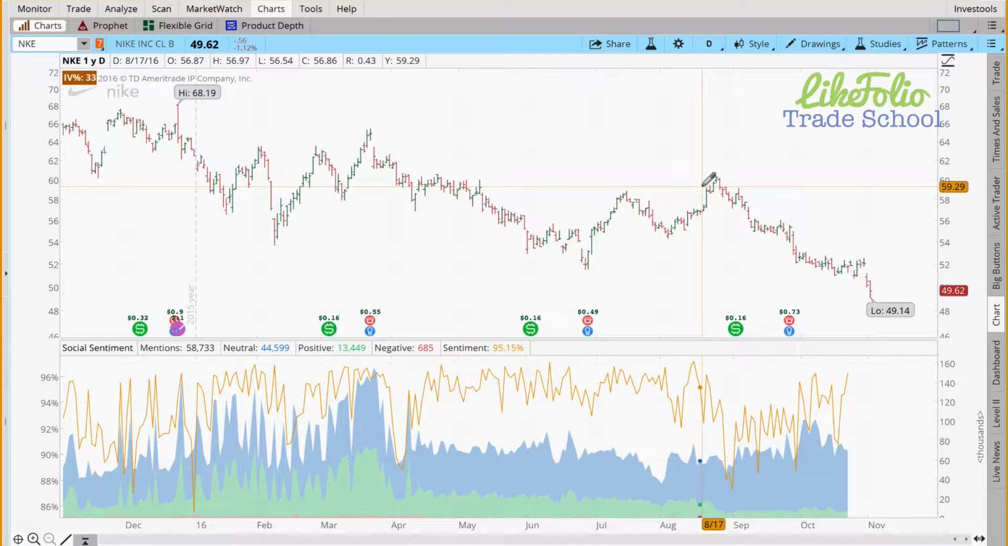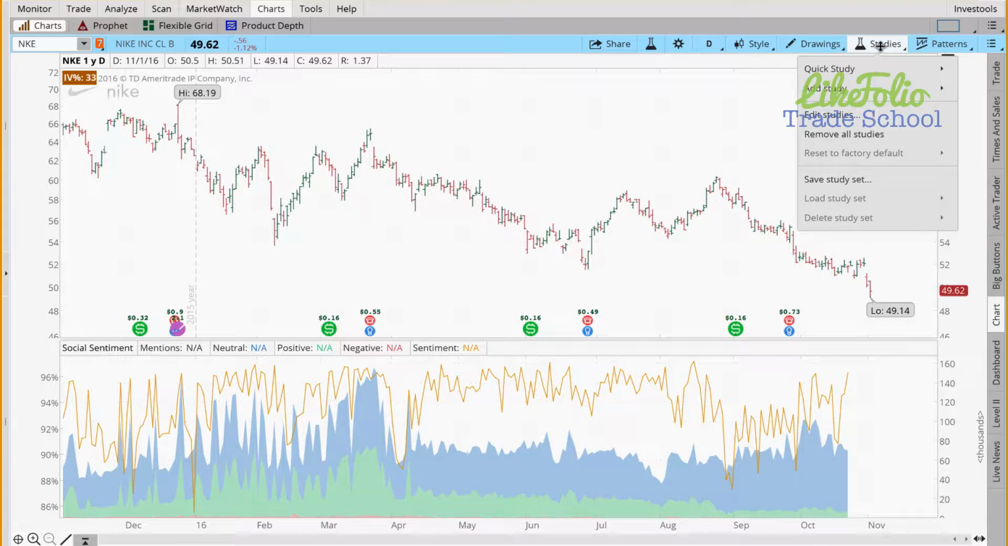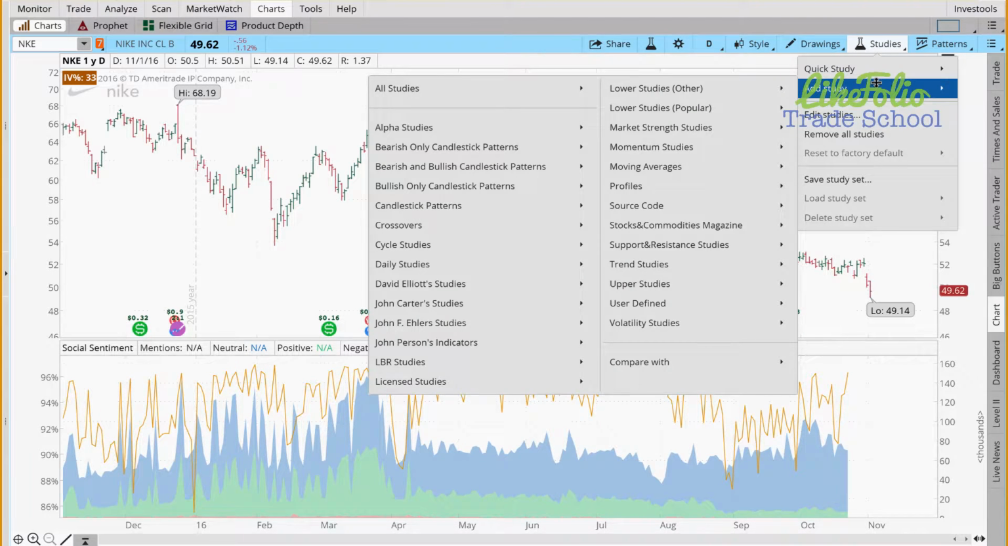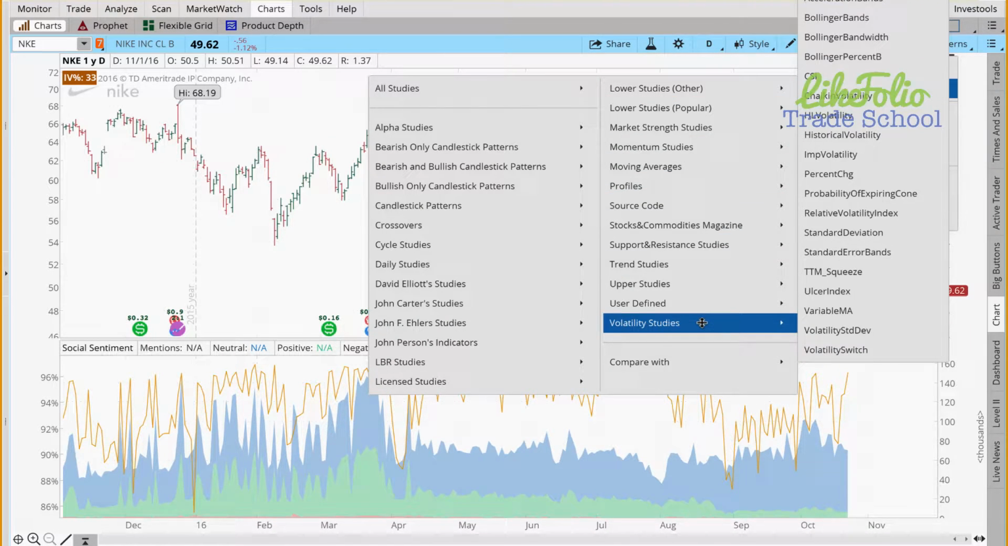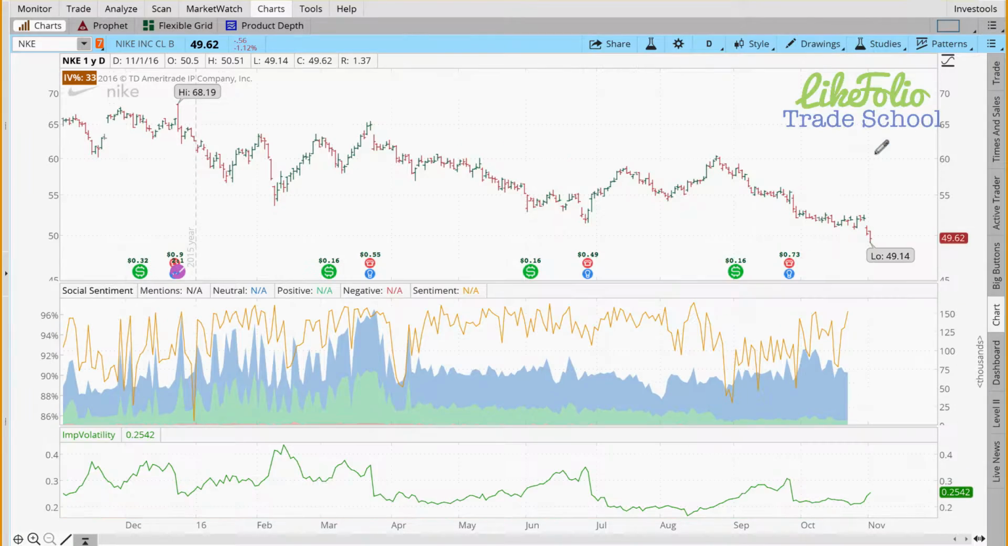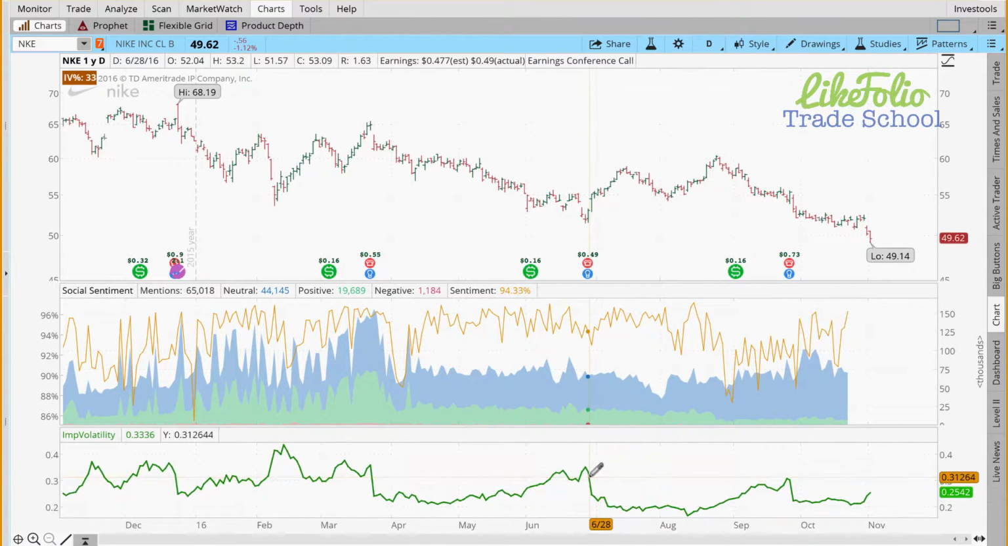Now we want to add Implied Volatility. To do that, here under Charts, we go to Studies, Add Study, over here to Volatility Studies, and we're going to add Imp Volatility, which is short for Implied Volatility. It's just going to give us a view of where the implied volatility has been over the past 52 weeks in this particular case, since we're looking at a one-year chart.